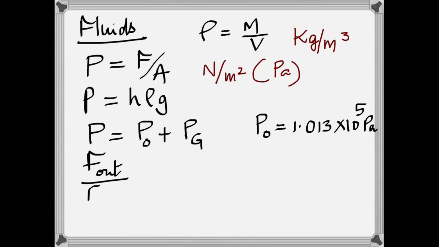The next formula is Pascal's principle, where we talk about a hydraulic lift, where you could apply a small force and translate that into a bigger force. F out by F in is A out by A in. That's one set of equations on fluids. Buoyant force is the weight of fluid displaced, given by the formula density of the fluid times volume times acceleration due to gravity.